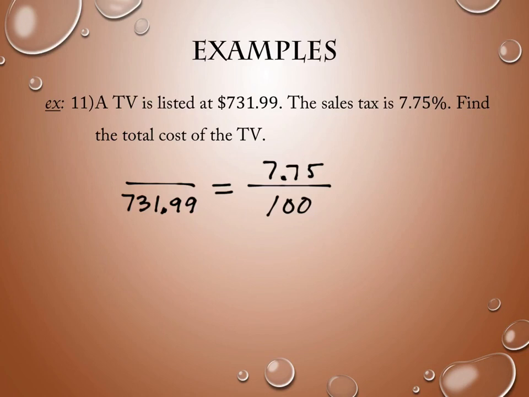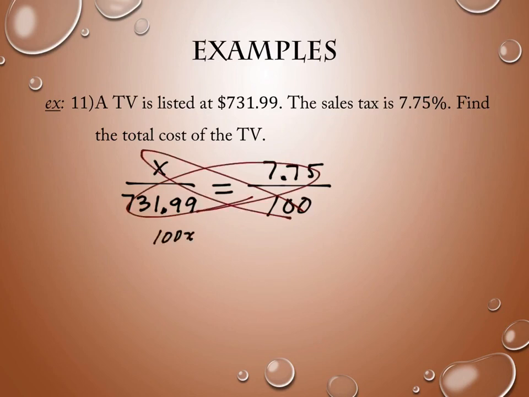The tax is an add-on price, just like the wholesale, the markup is the add-on price. So if I cross multiply this, 100x equals, this is a horrendously ugly number, so I'm going to write it down for you. It's 5672.9225. And when I divide by 100, I move the decimal.